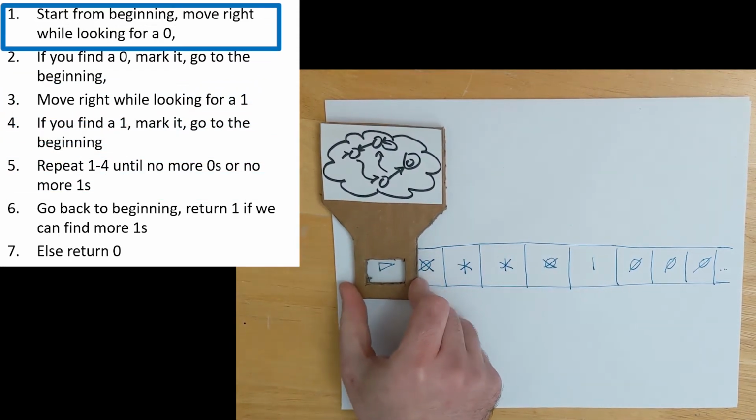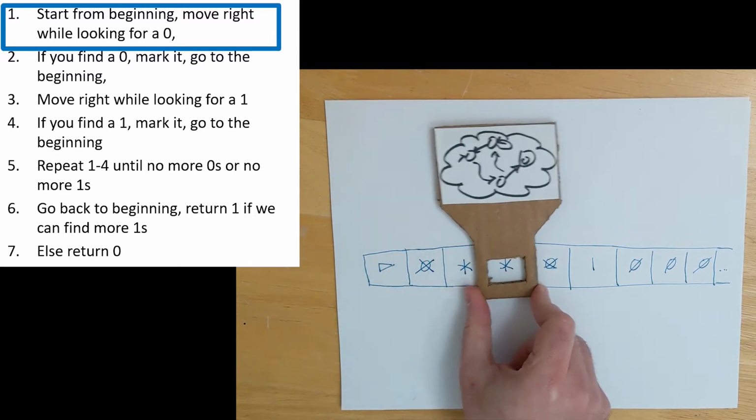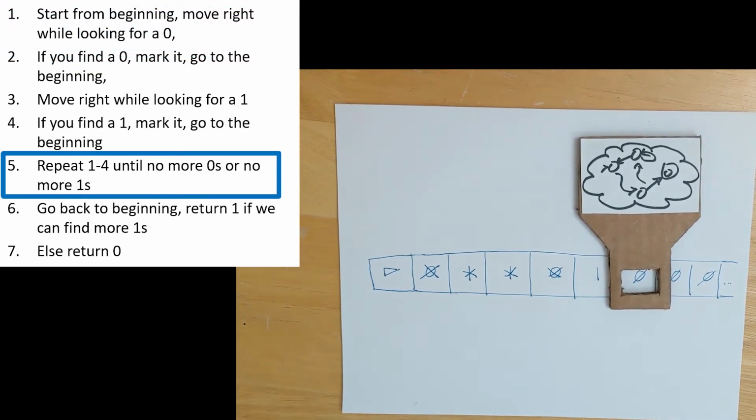And then after this, we're going to move to the right looking for a zero. So let's move to the right, to the right, to the right. And now we have a blank. So we're going to look for a zero. Once we hit a blank, that meant that there were no more zeros on the tape.